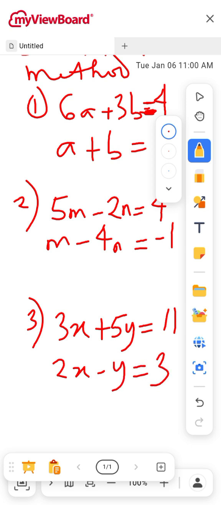So let's try to put a pen to paper. Let's try to solve that and let's see what we are able to get.